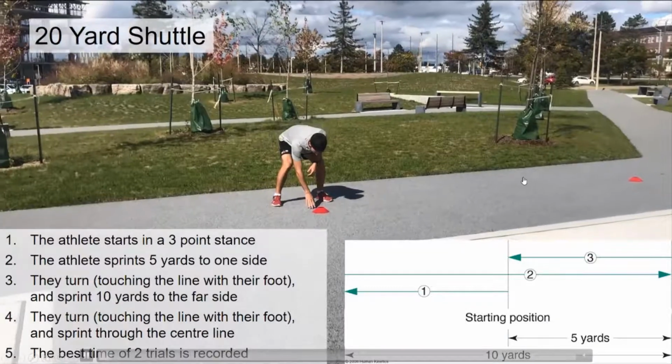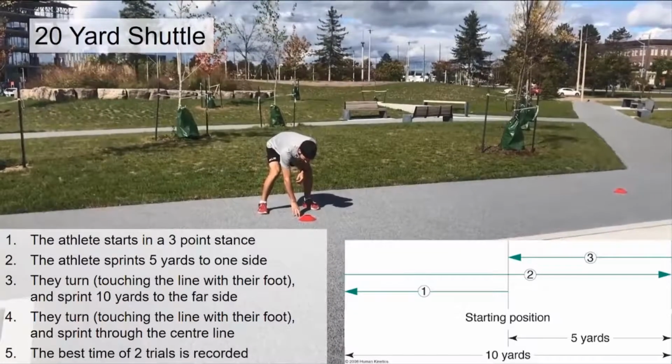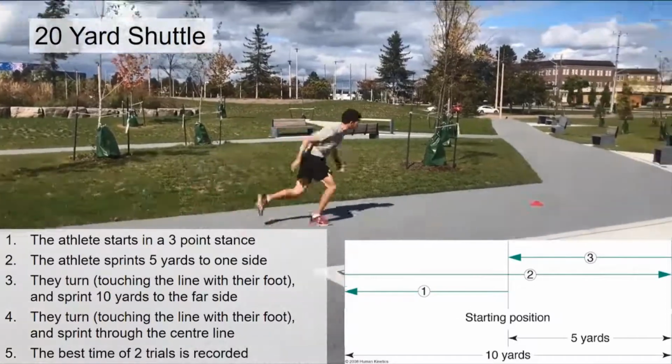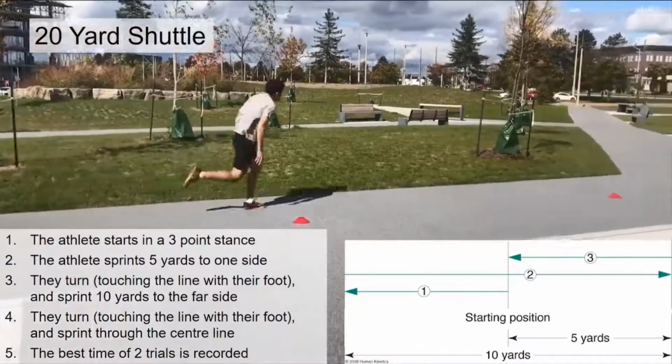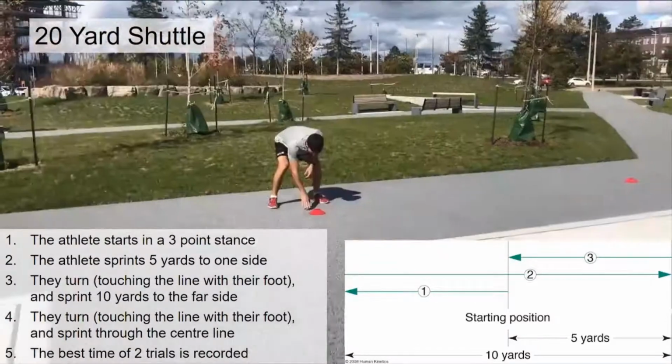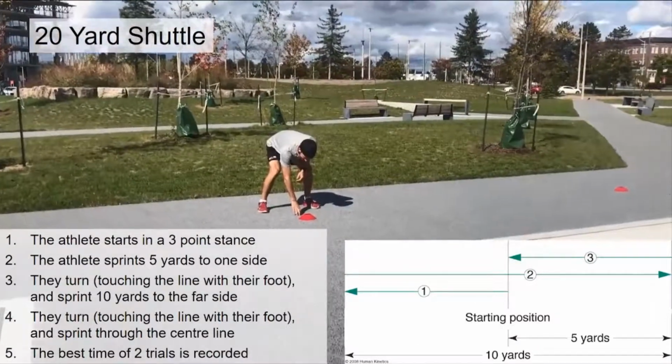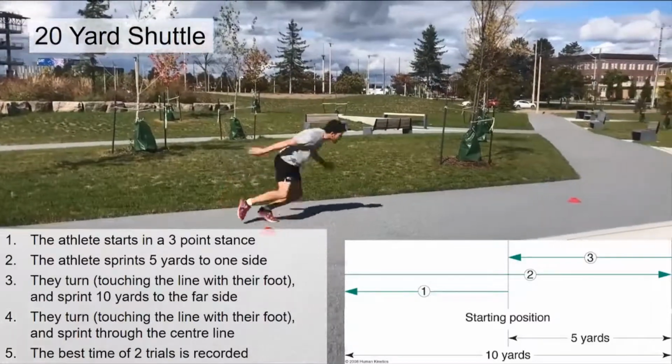So we'll just play that. You can see them starting in a 3-point stance, start the timer, turn, foot touches the line, and then back through and sprinting through the line. So a nice and simple test, really easy to set up.